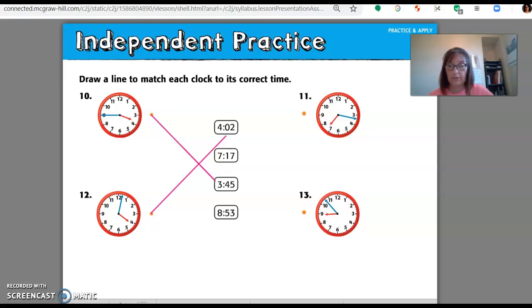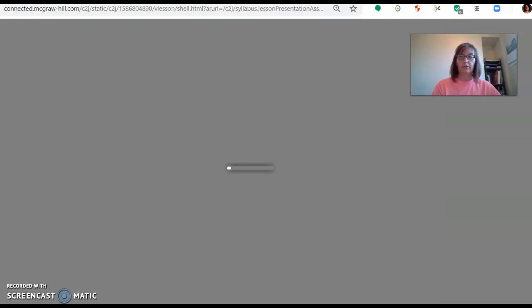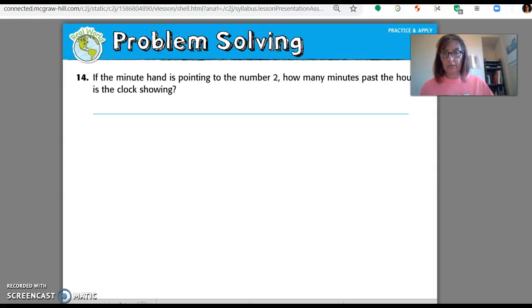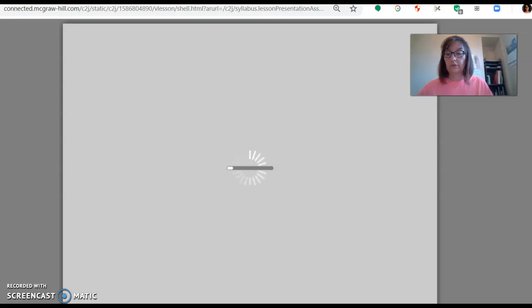Let's go ahead and turn the page, and we're going to do, again, the evens, number 14 and number 16. If the minute hand is pointing to the number 2, how many minutes past the hour is the clock showing? The minute hand pointing to the number 2. Yep, 10 minutes. 5, 10, or 2 times 5 is 10. All right, skipping now to number 16.